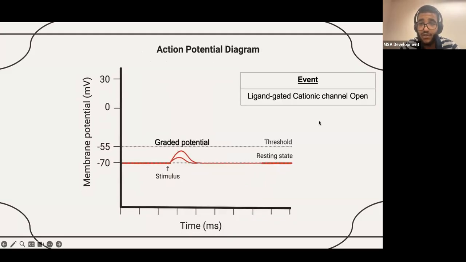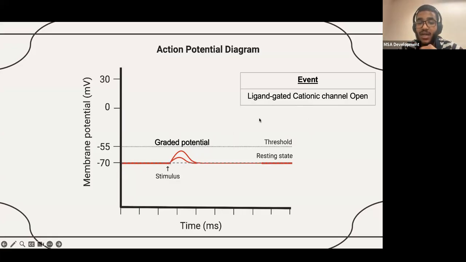Okay, so let's quickly recap. In a graded potential, what's happening? Ligand-gated cationic channels open. Cationic, so it's not specific to any ion. All cations can enter. Okay, and this is due to a stimulus, and the size of the graded potential depends on the strength of the stimulus. Guys, everything I'm saying right now in this summary is extremely important, and it's asked about a lot. Okay, so you need to know exactly what event is happening in each stage of the action potential. So in the graded potential, it's caused by a stimulus. Its size, or the magnitude of the graded potential, or how much the membrane potential changes, depends on the strength of the stimulus.